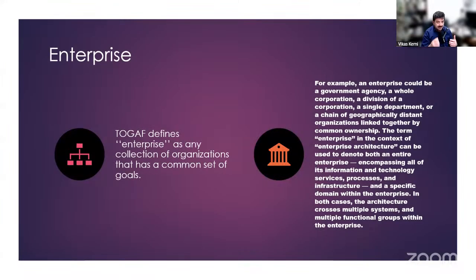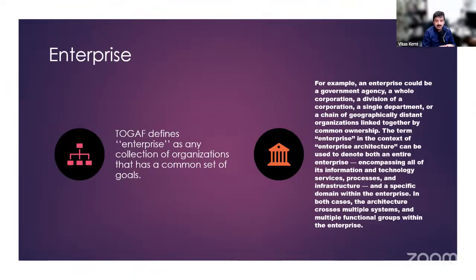So what is an enterprise? We are talking about enterprise architecture. TOGAF defines an enterprise as any collection of organizations that has a common set of goals. For example, an enterprise could be a government agency, a hospital, a division of a corporation, a single department, a chain of geographically distant organizations linked together by common ownership.